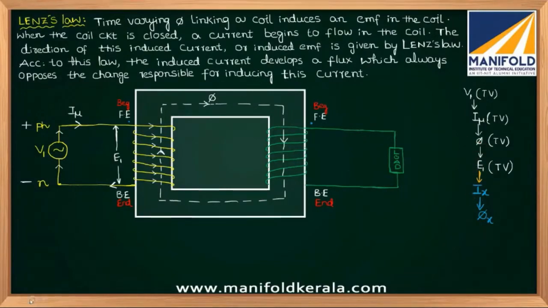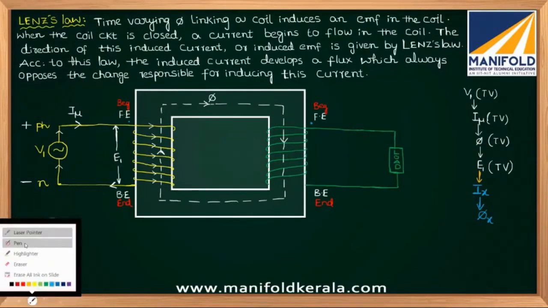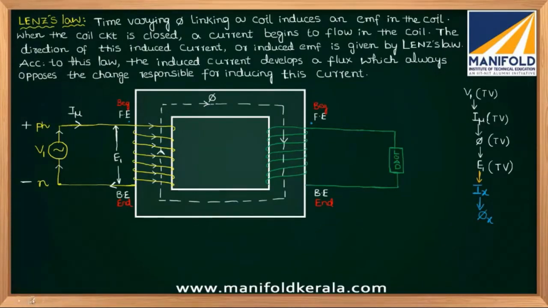Ultimately, in this discussion, I can take phi as cause, and you can take phi x as effect. So according to Lenz's law, the effect opposes the cause. You can write here: effect opposes cause. Is it clear up to this, everybody?